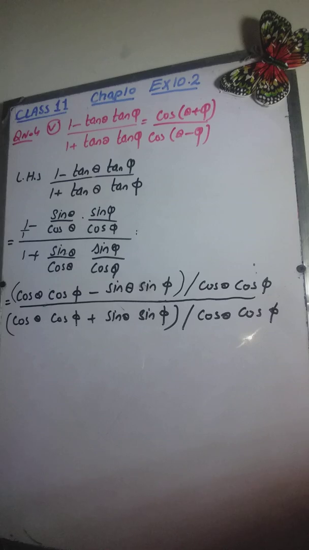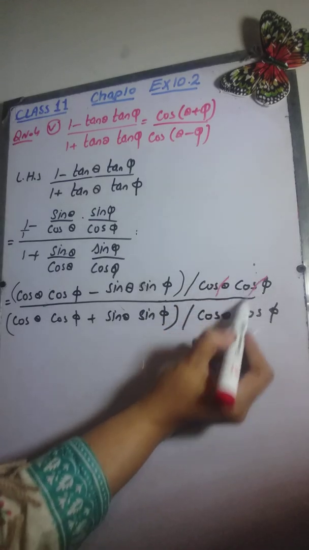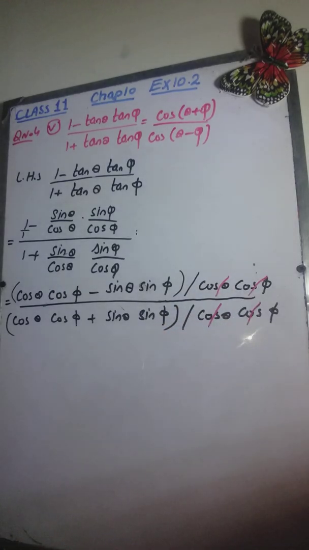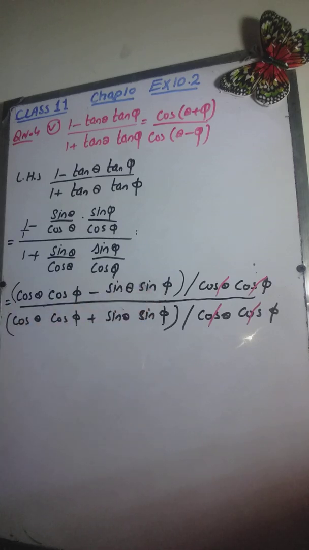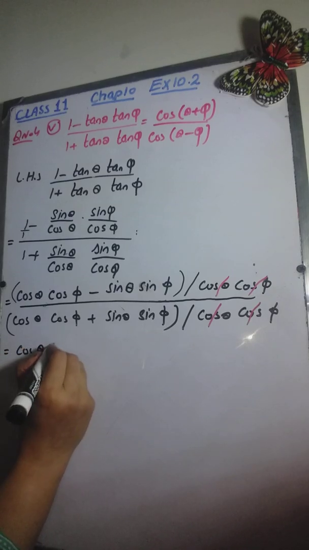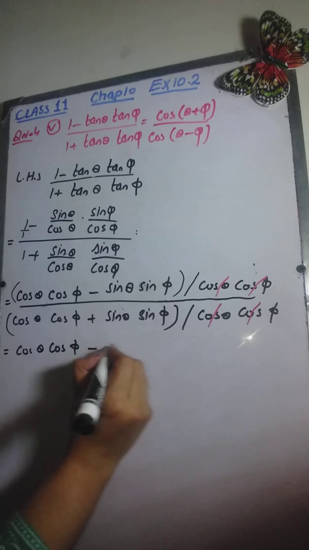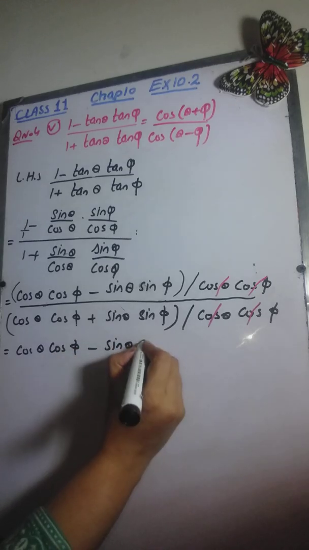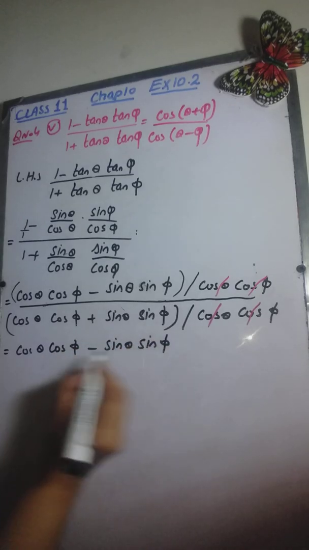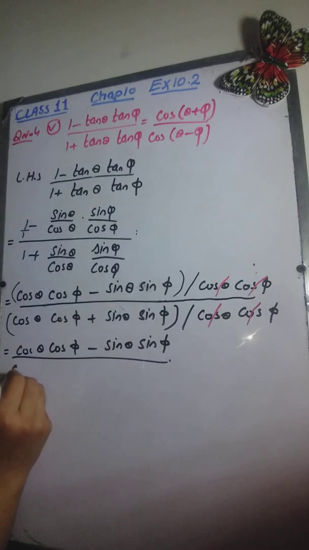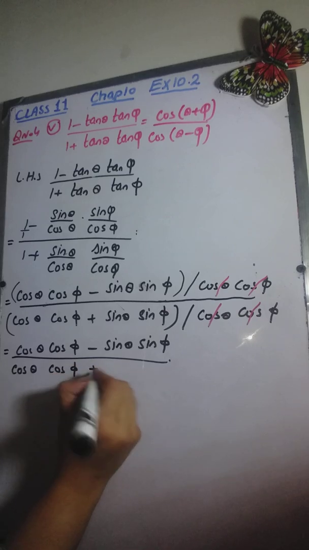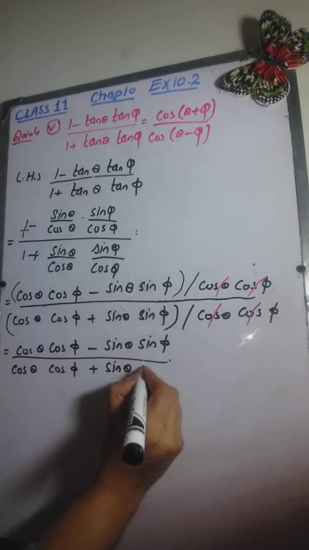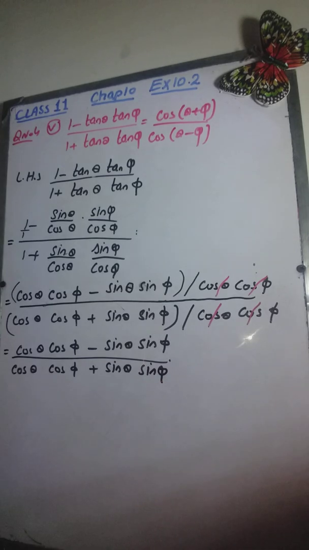Now as the two expressions are the same, they will be cancelled out and we will have the expression in the numerator over denominator. This will be equal to cos of theta cos of phi minus sin of theta sin of phi over cos of theta cos of phi plus sin of theta sin of phi.